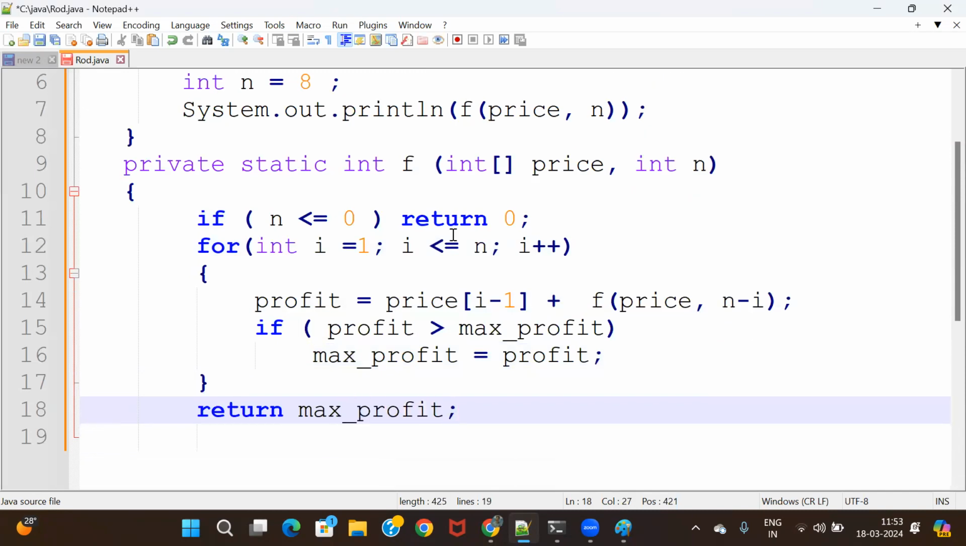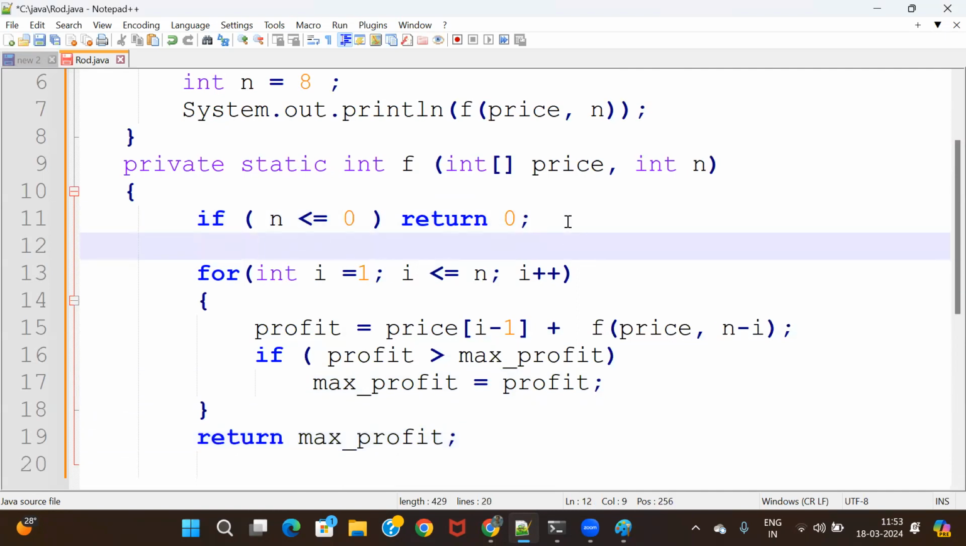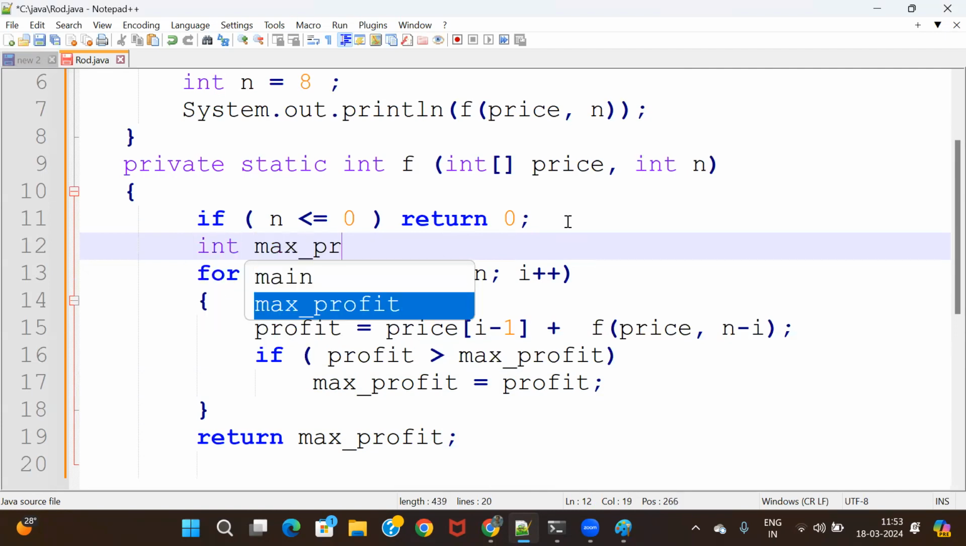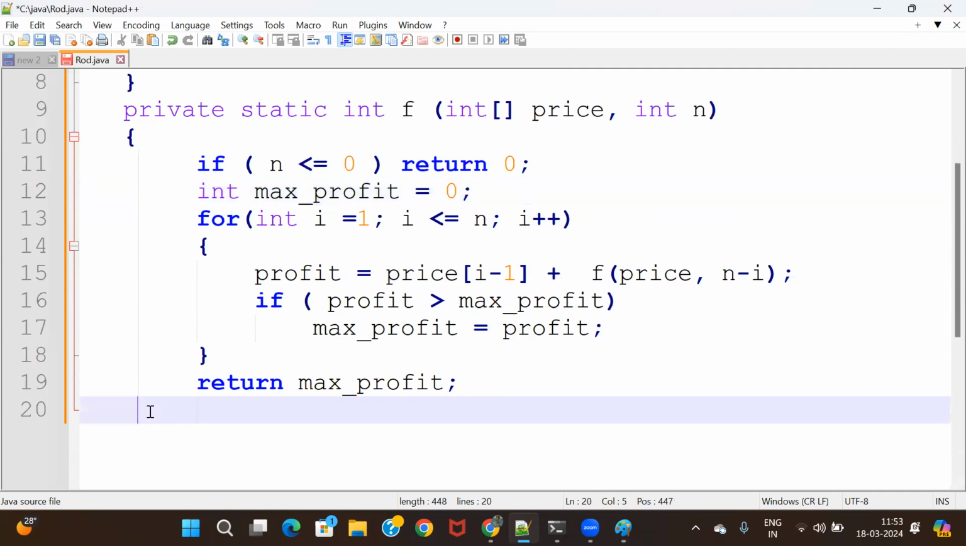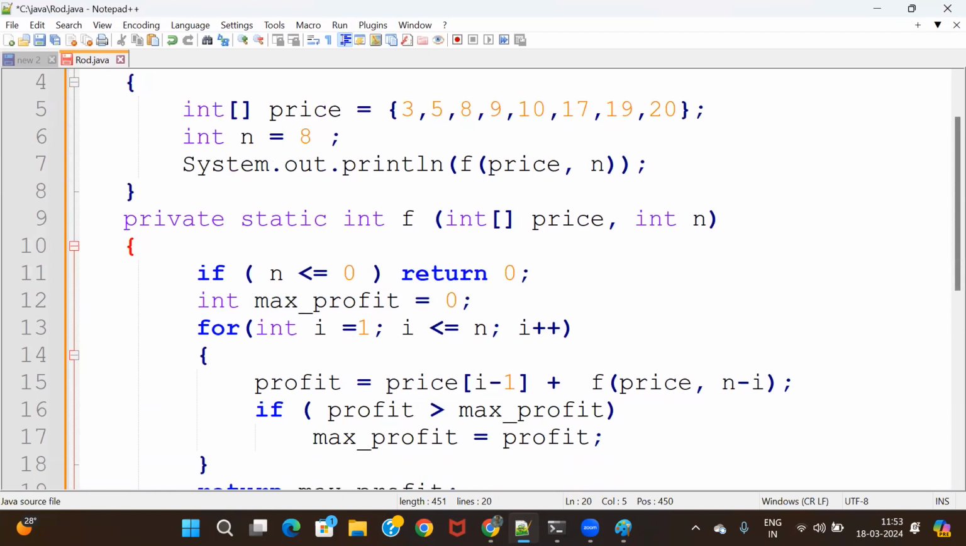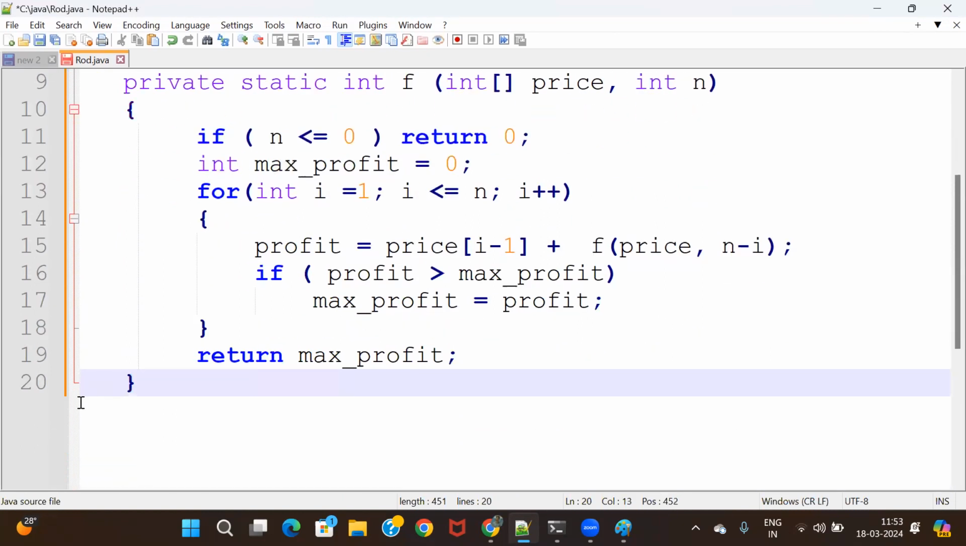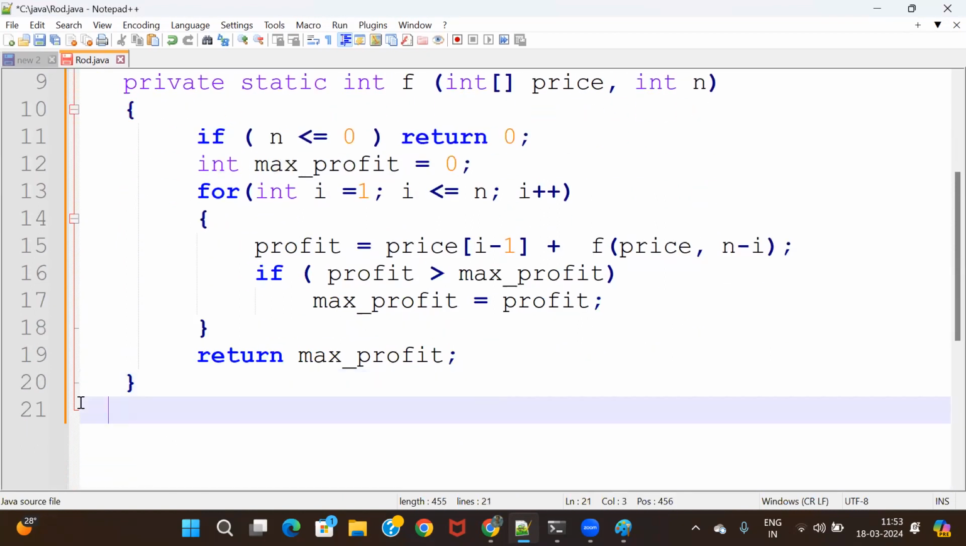Now, initially, because all are positive, your maximum profit is assumed to be 0. Otherwise, it would be minus infinity if there are any negative values. Okay, that's it. This is the recursive solution. Now, this is the main method. This is a method. Class ends here. Let us save it.